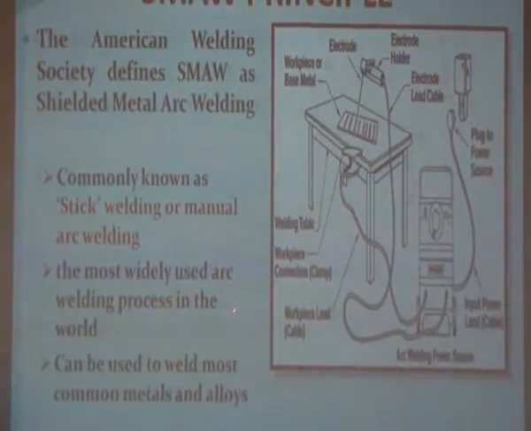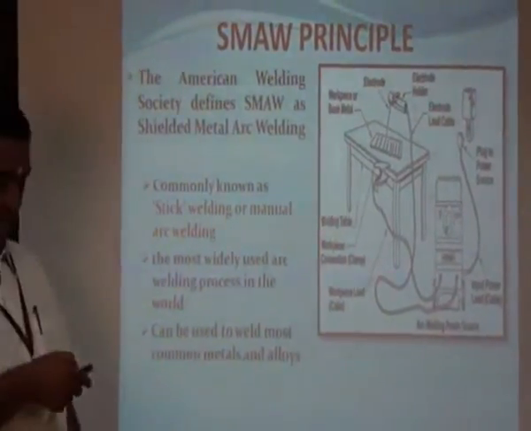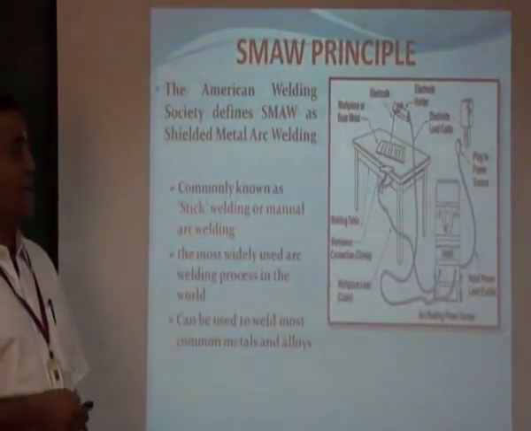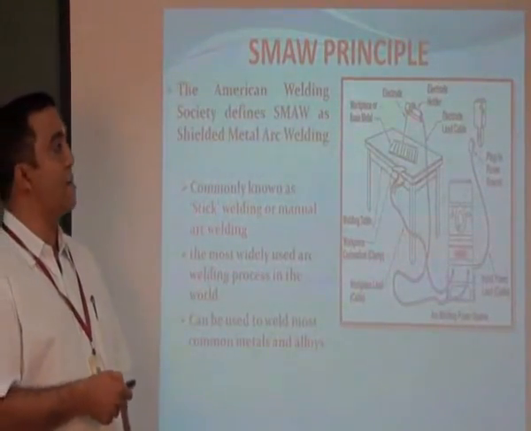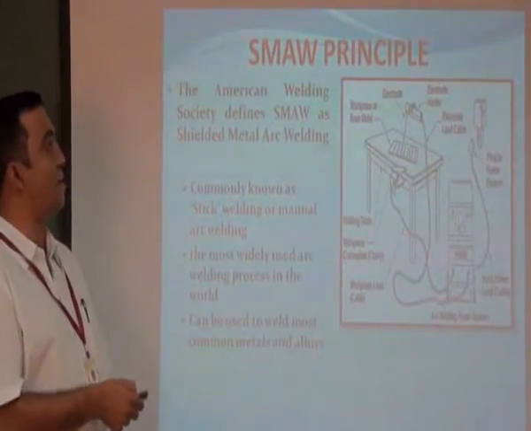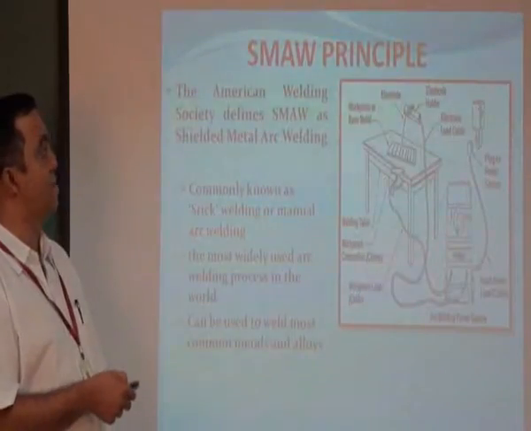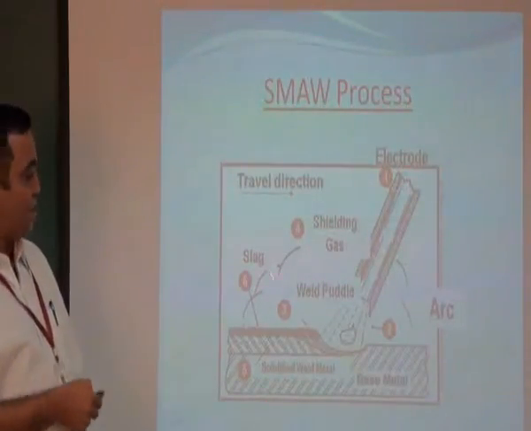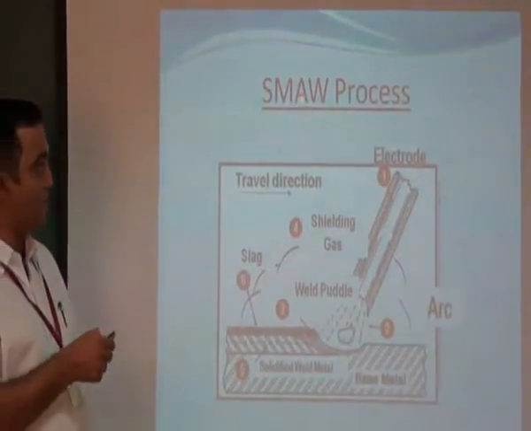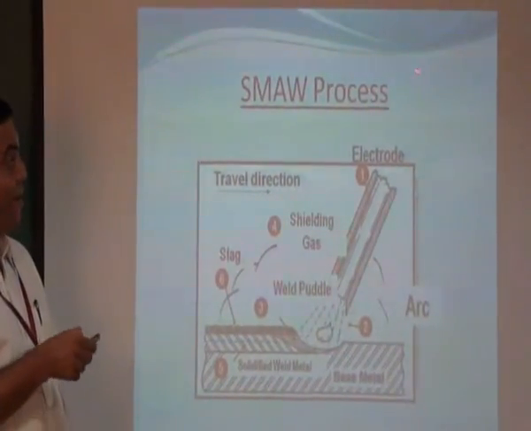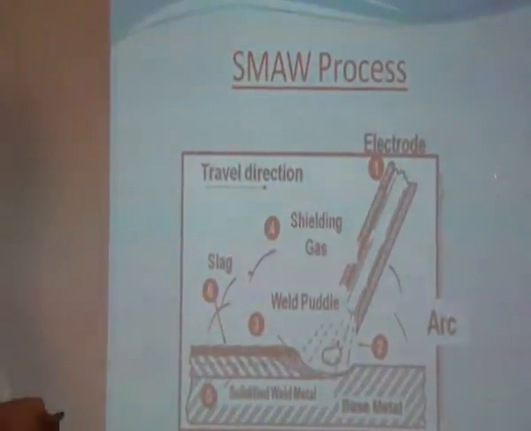This is the most widely used arc welding process in the world, and can be used to weld most of the common metals and alloys. See, this is one of the most versatile welding processes; day to day, 90% of the total welding fabrication depends only on this particular shielded metal arc welding process. Now, this is the schematic sketch of the shielded metal arc welding process. This is also called the manual metal arc welding process because it is done manually.